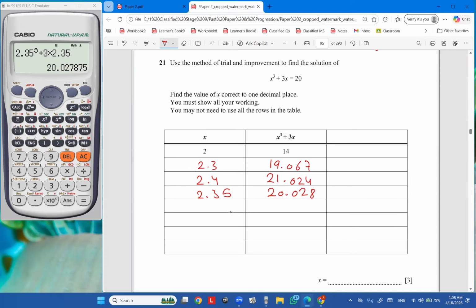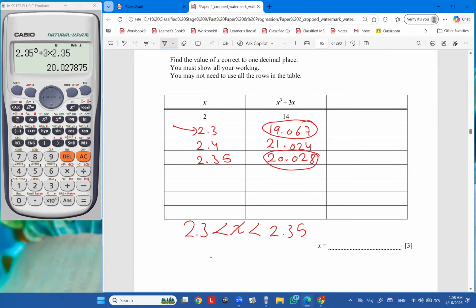20.028 after rounding it. So I know for sure now that x must be a number that is greater than 2.3, because 20 is in between here and here. These are the closest. It is between 2.3 and 2.35. Then I know for sure that it is something that is smaller than 2.35.